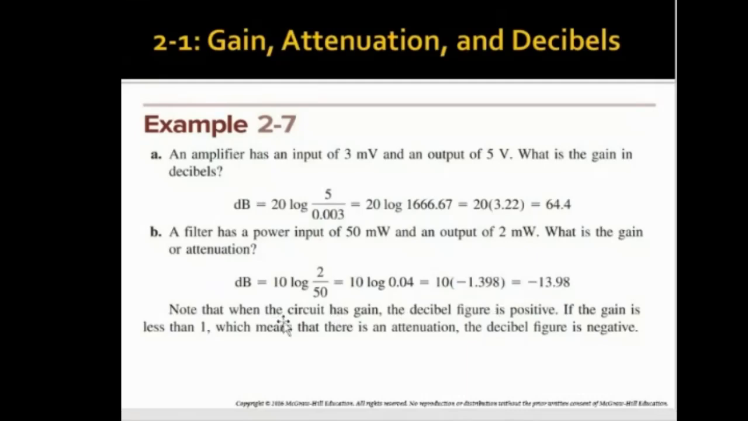Note that when the circuit has gain, the decibel figure is positive. If the gain is less than 1, which means that there is an attenuation, the decibel figure is negative, as we saw in this example.